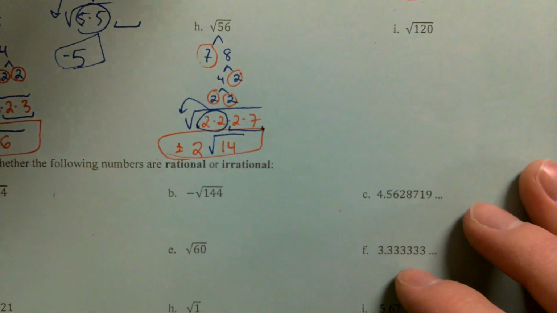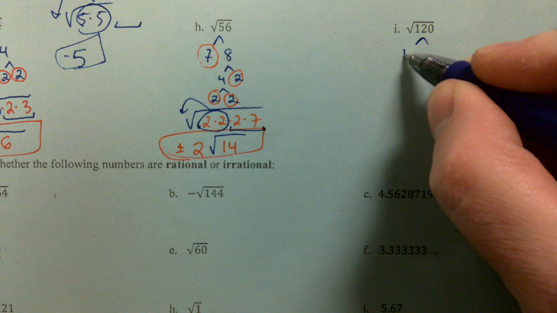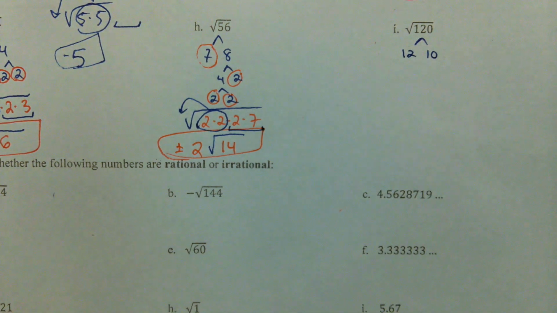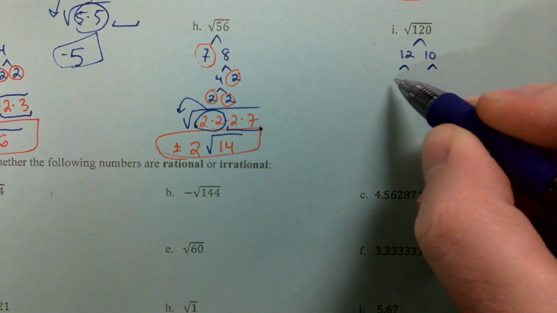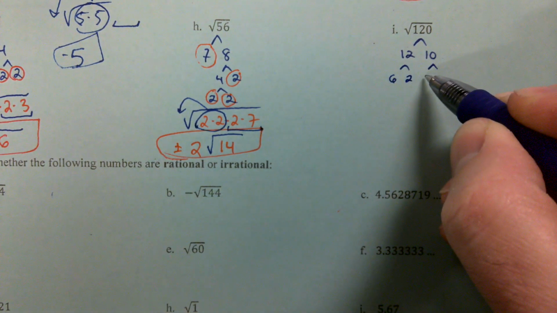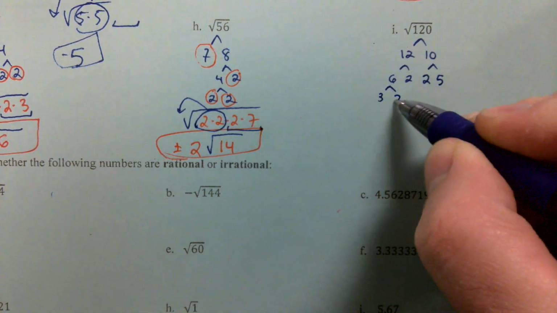If I look at 120, what 2 numbers multiply to give me 120? 12 and 10. 12 and 10, you can do 2 and 60. You can do 3 and 40. You can do 4 and 30. Doesn't matter. 12 is 6 times 2. 10 is 2 times 5. 6 is 3 times 2.